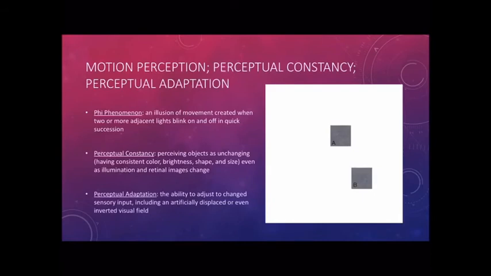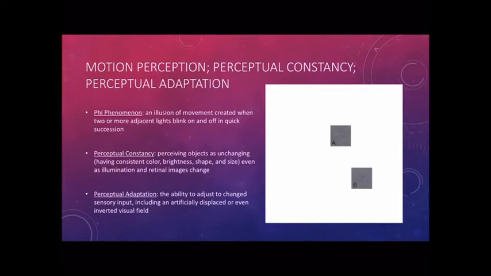And then we have perceptual adaptation. This is the ability to adjust to some kind of change in your sensory input. So if you've ever put on drunk goggles, for example, that inverts your visual field or tilts your visual field, right? Well, if you leave those on for long enough, that will become your new normal, and you'll actually be able to navigate the world perfectly with drunk goggles on all the time because of perceptual adaptation.